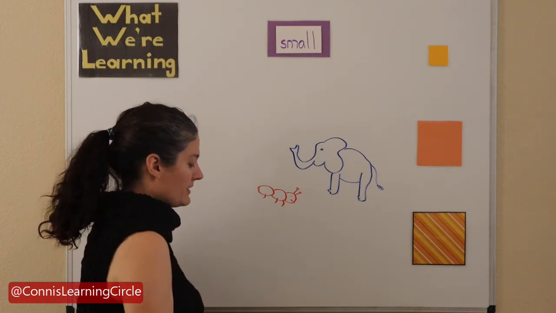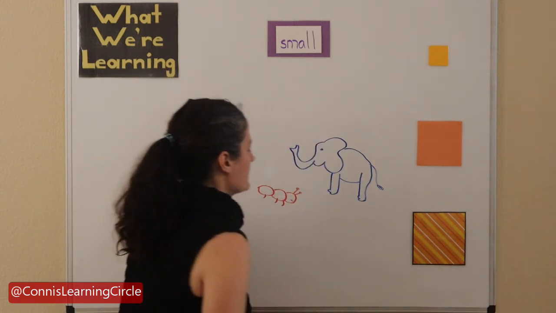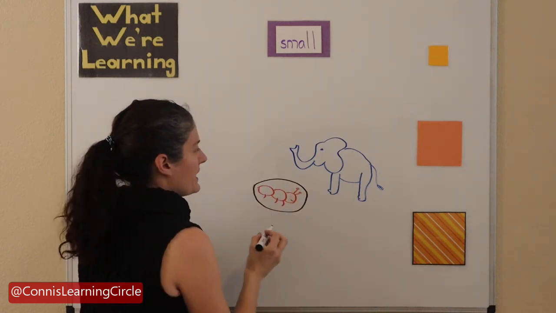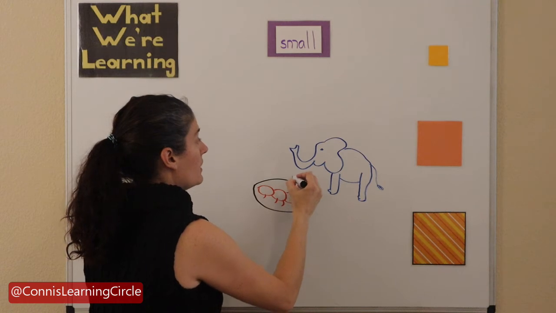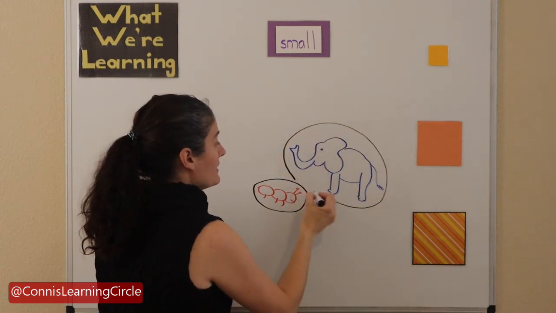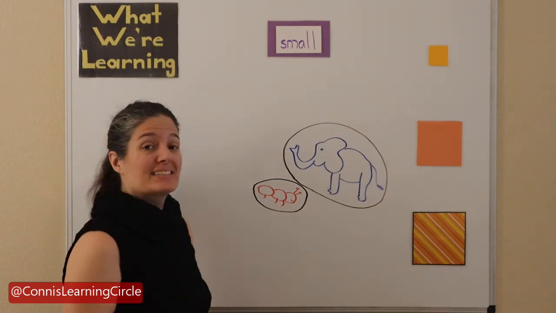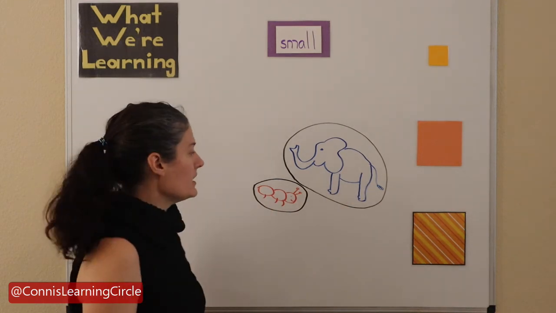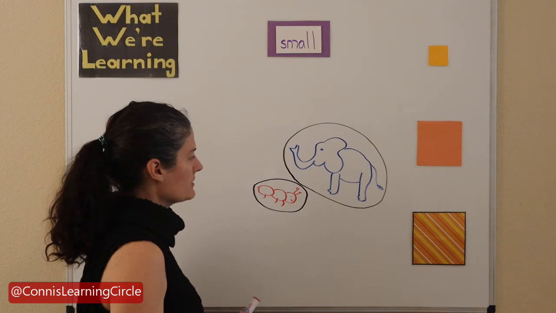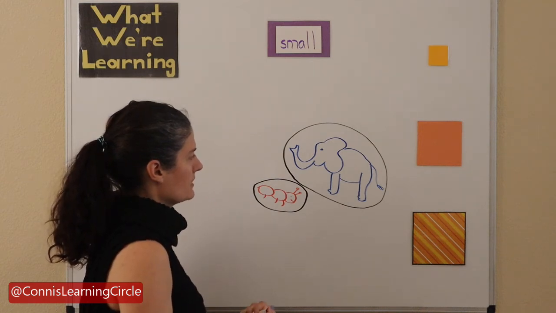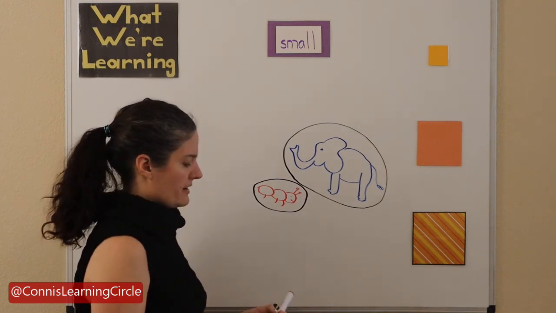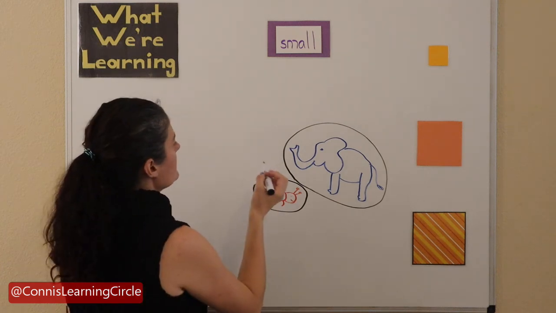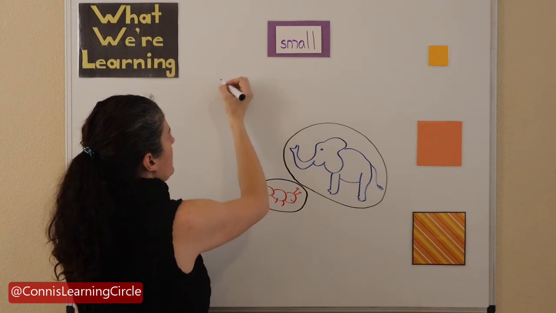The ant, very good, because look at this. Our ant only takes up this much space. But look, our elephant takes up this much space. That means our ant is smaller than our elephant. Very good. Now, let's see, what else can we do? Oh, I have an idea. Let's do an airplane up here.